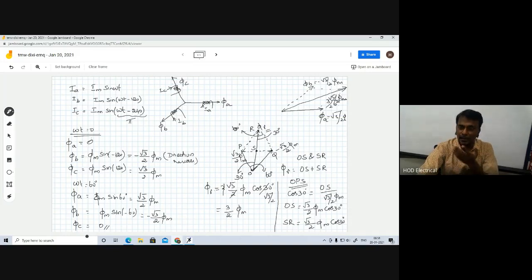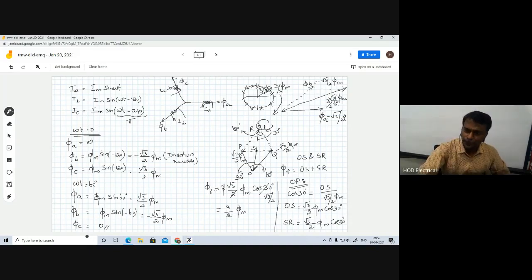In this case, you can easily understand the RYB sequence, ABC sequence. Here, what happened? This flux is rotating. Let me take this as one circle. Initially it is in this position. Then after 60 degrees it is coming here, then after 120 degrees it is coming here, then here. Like that, the magnitude will always be 3 by 2 phi m. So the radius of the circle will be 3 by 2 into phi m. It is rotating in this clockwise direction.